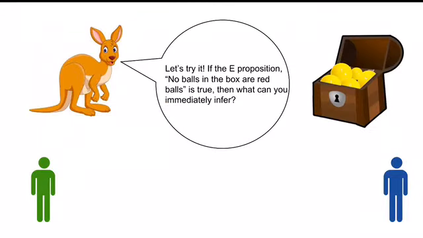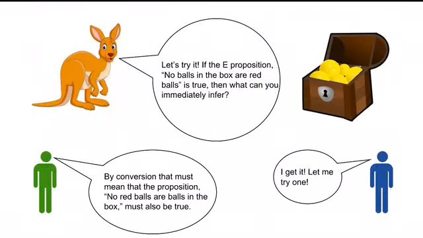And here comes our little friendly kangaroo, and she says, let's try it. If the E proposition, no balls in the box are red balls, is true, then what can you immediately infer? So think about that from the conversion relationship, and the little fellow in green says, by conversion, that must mean that the proposition no red balls are balls in the box must also be true. And obviously that is. I mean, you can see that from the picture, right? No red balls are balls in the box. And then the little fellow in blue says, I get it. Let me try one.